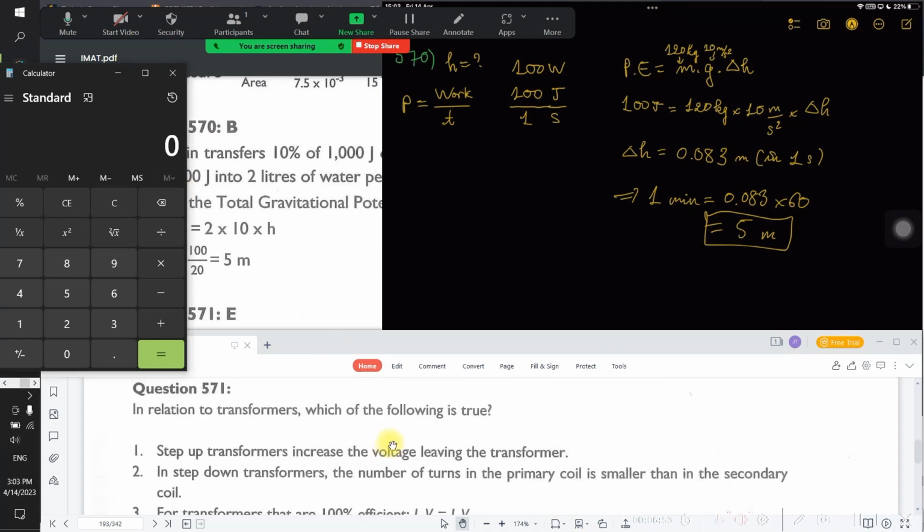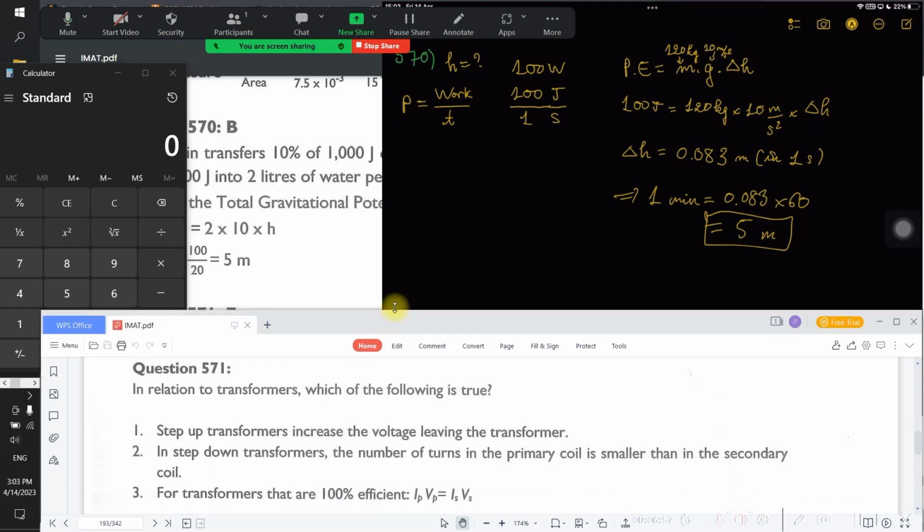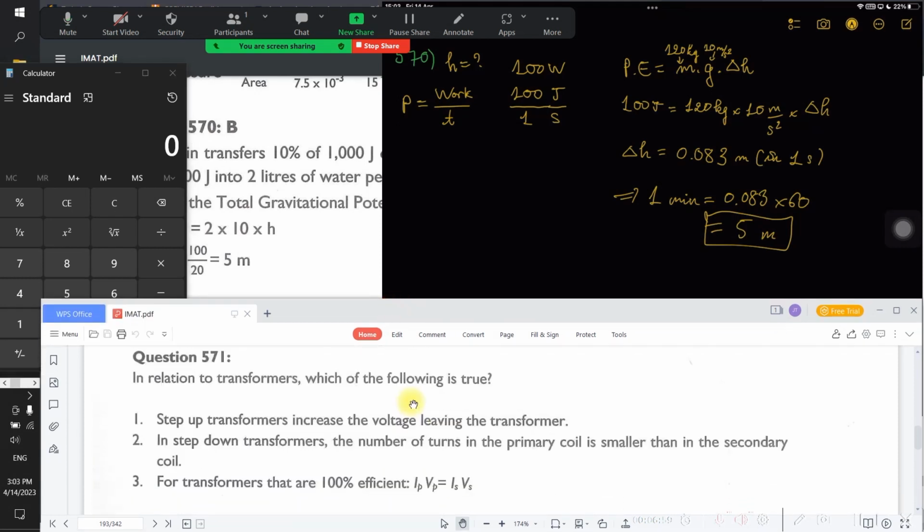Next question is 571. In relation to transformer, which of the following is true? Liên quan đến những cái biến điện thì cái nào sẽ là đúng? Number 1, step up transformer increases the voltage leaving the transformer. Những cái biến điện mà nó tăng áp lên á, nó gia tăng cái hiệu điện thế rời khỏi cái biến điện đó.